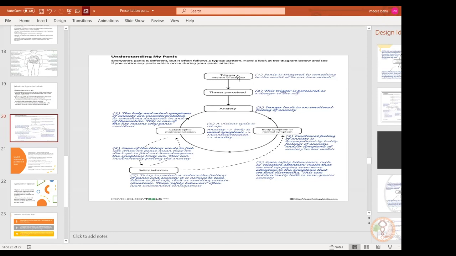And catastrophic misinterpretation: I'm having a panic attack, I'm going to faint, because the head feels dizzy, they think they can faint. Can they faint in a panic attack? Can people faint because of a panic attack?